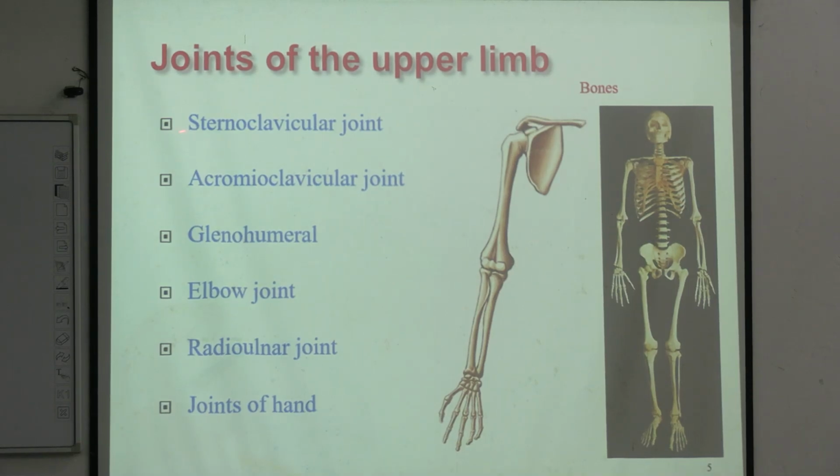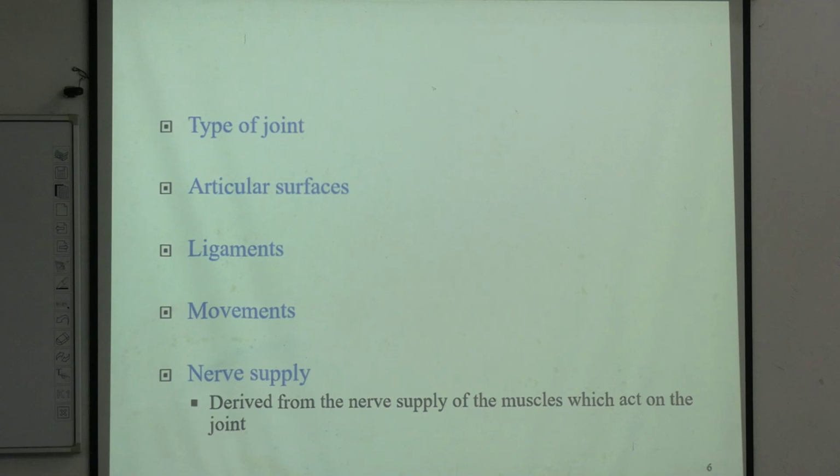And we are going to talk about the sternoclavicular joint and the acromioclavicular joint, the two joints that are related to this particular clavicle, and the glenohumeral joint, that means this humerus uniting with the scapula at the glenoid labrum or glenoid cavity. Now, taking the first joint at a time.